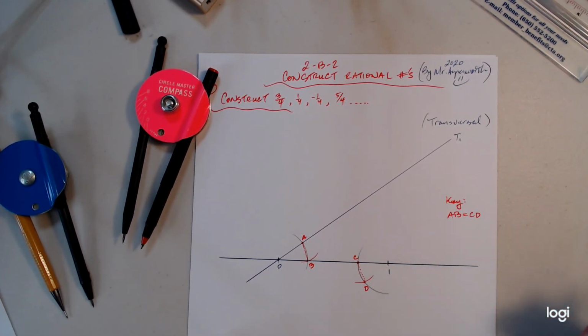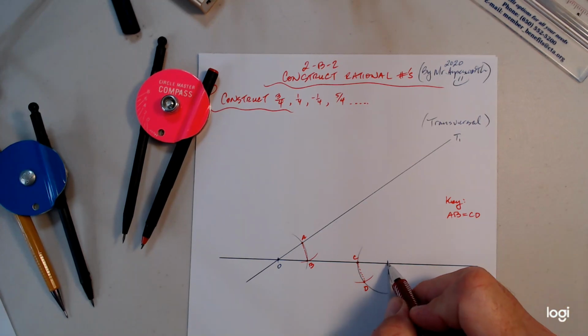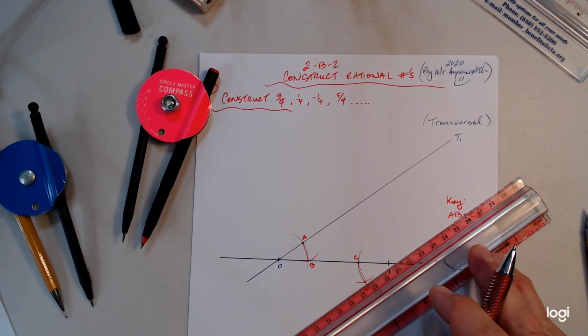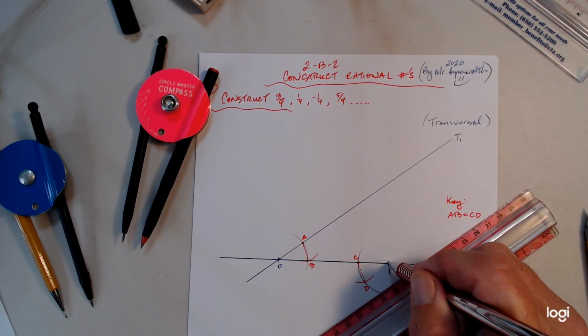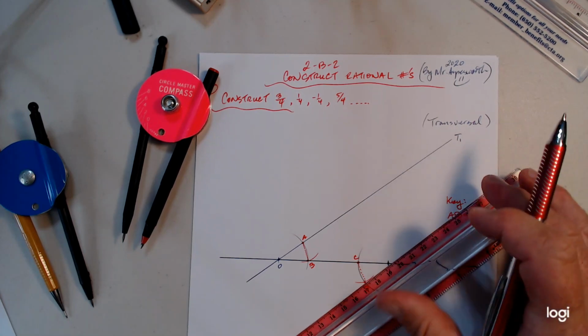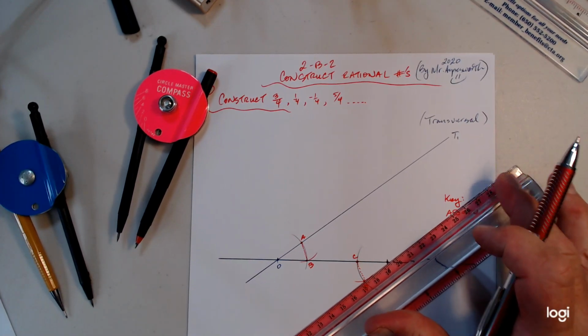All right. So now we're going to get the straight edge out and line up point D with the point where 1 is. Wherever you've placed 1, line it up. And notice that we have parallel lines.